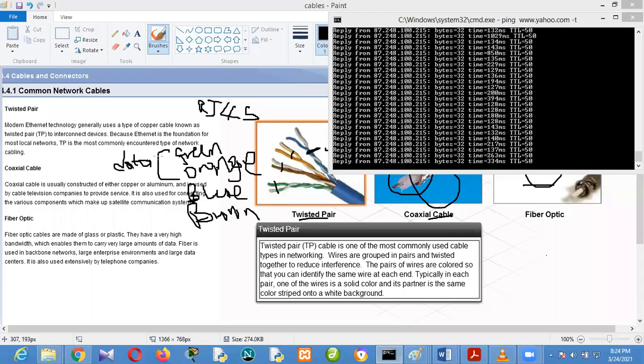I said a twisted pair has 4 pairs of cable: green, orange, blue, and brown. And green and orange are data cable. I'll talk more about what I mean by their data cable. Data passes through the two of these. I'll talk more about that one later on.